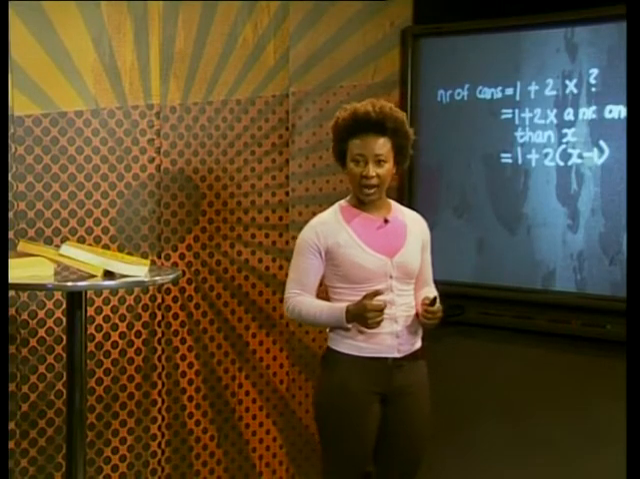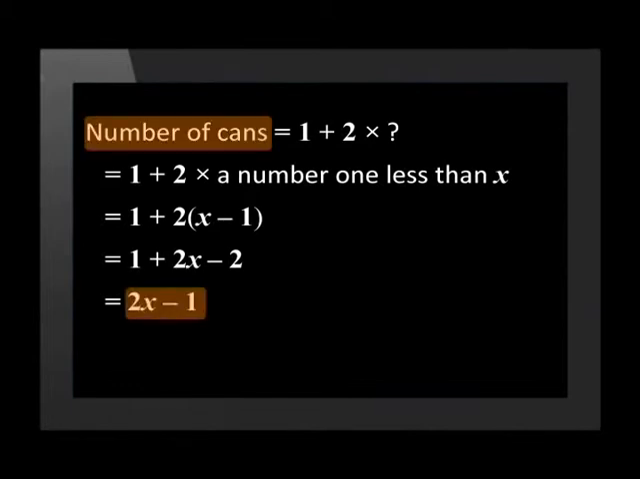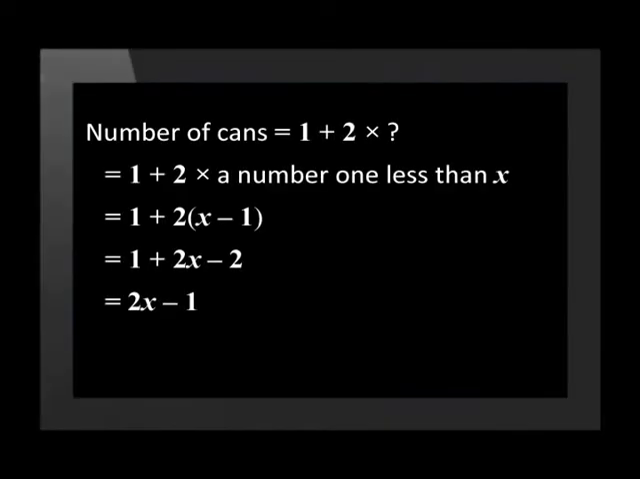We can simplify this to 1 plus 2x minus 2, which is 2x minus 1. In other words, the number of cans is twice the row number minus 1. Now I want to use a second variable instead of saying number of cans. Let's use the variable y to represent the number of cans. That means that we can say that y equals 2x minus 1.